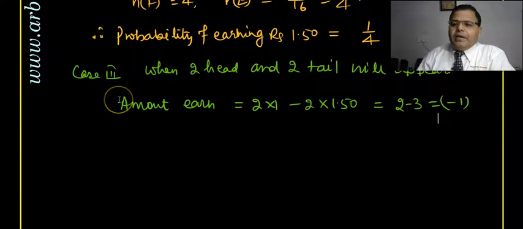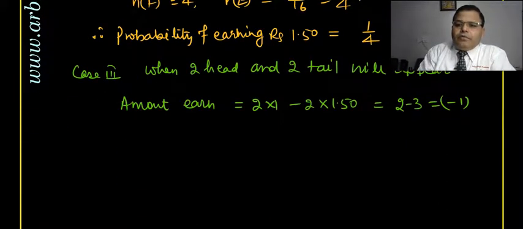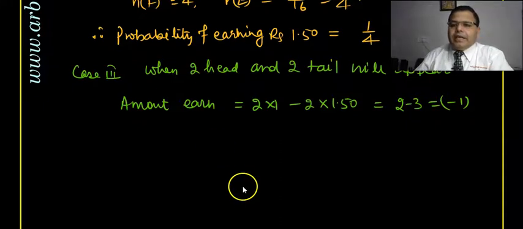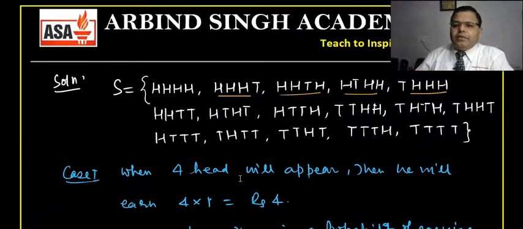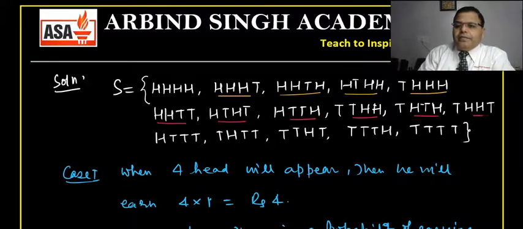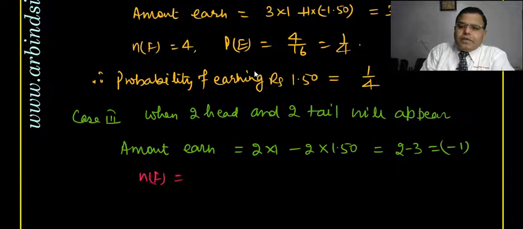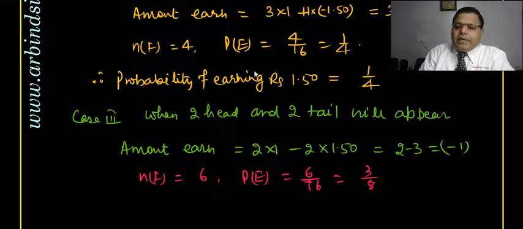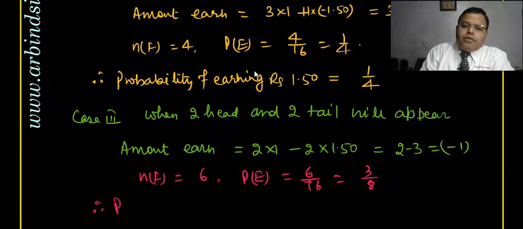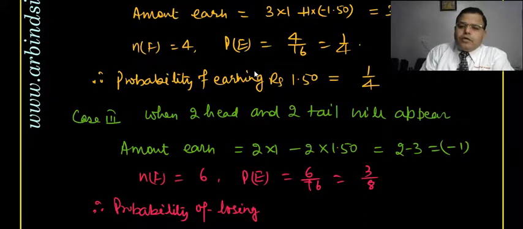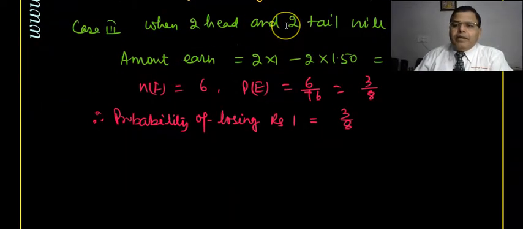So when he will lose rupees 1, in that case favorable cases are 6 only. See, 2 heads and 2 tails will come in 6 cases: 1, 2, 3, 4, 5, 6. So these 6 are favorable, and the probability of the event is 6 by 16, that is 3 by 8. Therefore the probability of losing rupees 1 is 3 by 8. He will not earn, but he will lose.